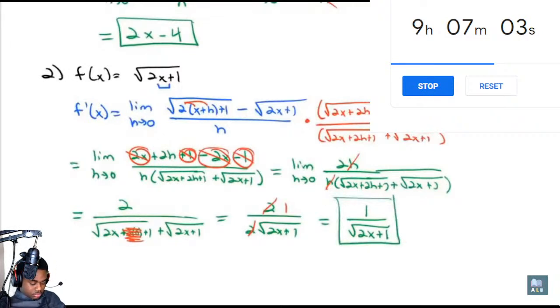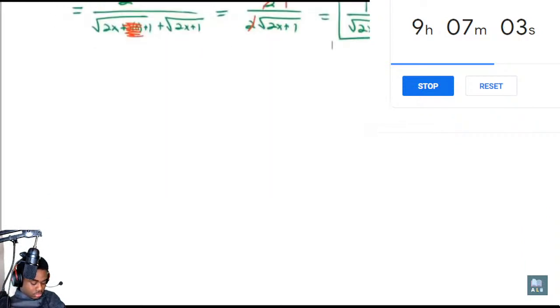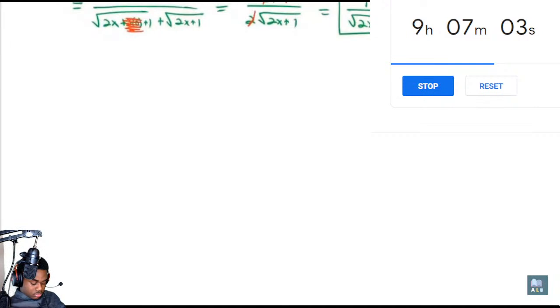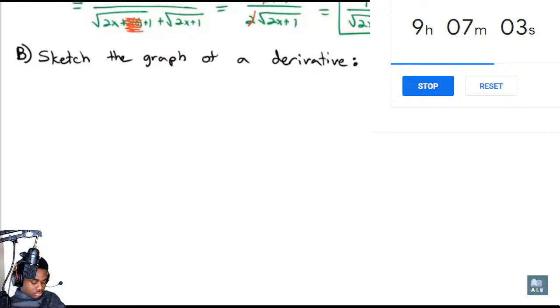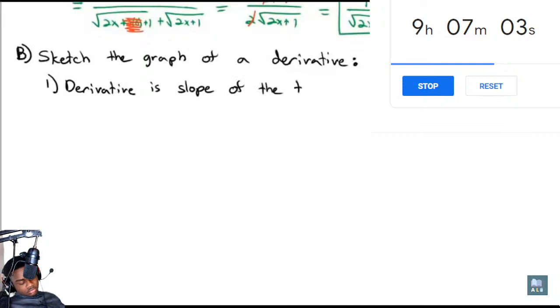So now that we know how to calculate derivatives, and there'll be a lot to practice on the assignment and in class, I want to talk a little bit about how the derivative is connected to the graph of the function. We're going to see if we can sketch a graph of a derivative. Because remember, the derivative describes the slope or the rate of change of the tangent line. In fact, let's write that down. The derivative is the slope of the tangent line.